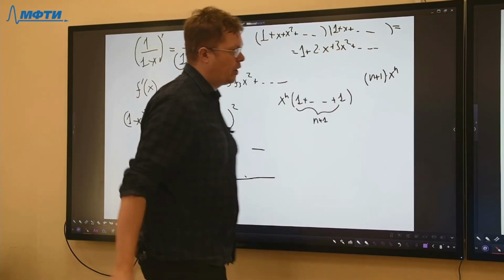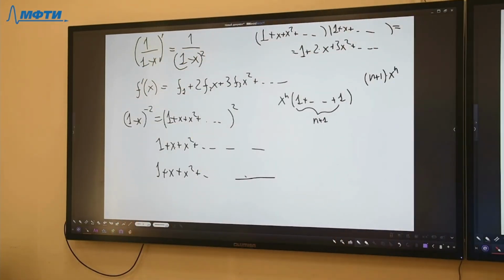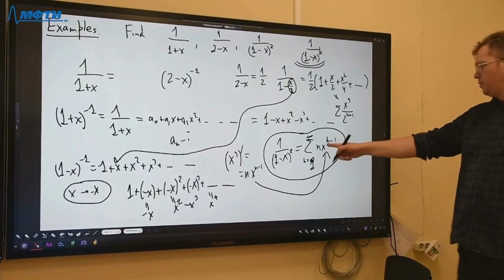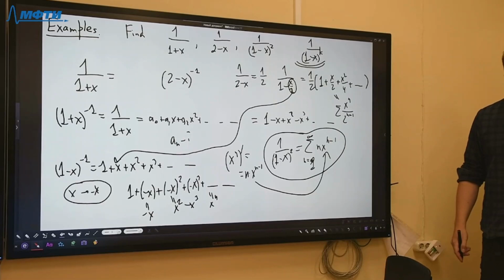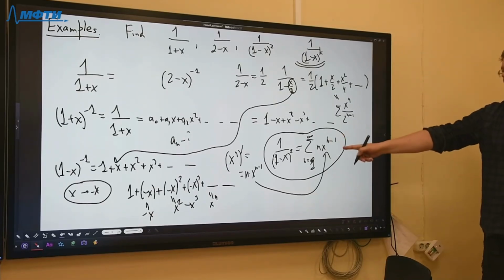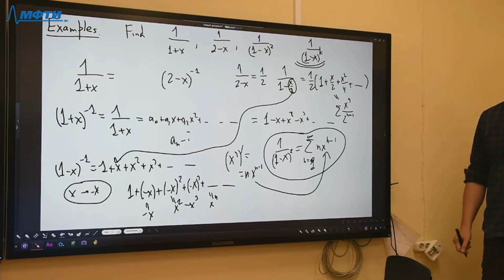And again, if you take the derivative of x^n, it is n times x^(n-1). So there should be different numbers here. N here and n minus 1 here, or n plus 1 here and n here. Okay?